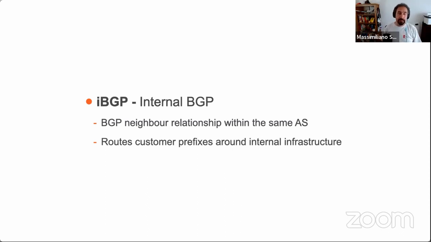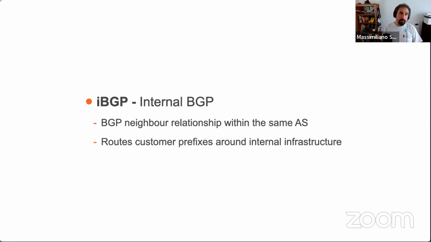And the particularity about iBGP is that when you set it up, you have to set up a full mesh between all your routers. And they have to have the same routing table synchronized between them, because otherwise they will not install those routes in their table and they will not propagate that information.